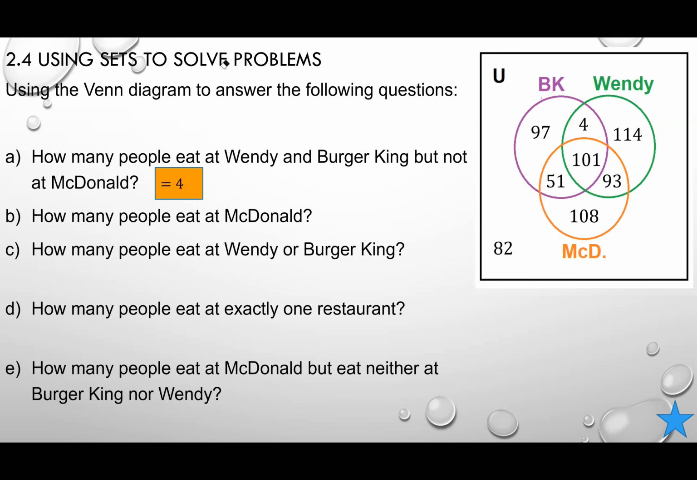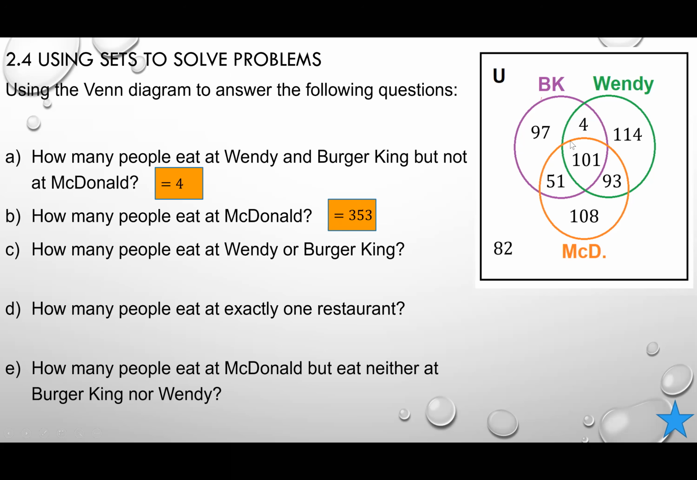Okay. And similarly, they ask you how many people eat at McDonald's. Do we care if they eat at Burger King? No. Do we care if they eat at Wendy's? No. All we care about is the total people who eat at McDonald's. Do you agree that my McDonald's circle is my orange circle? Even though this 51 eat at Burger King, I don't care. They eat at McDonald's, so I take that into consideration. As long as they eat at McDonald's, those are the people I'm looking at. Do you agree that all we need to do is take the 51 plus the 101 plus the 93 plus the 108? Those are the total people who eat at McDonald's.